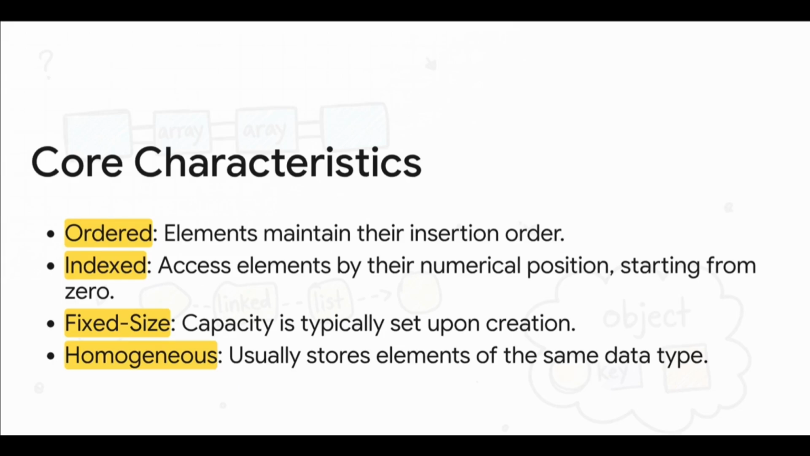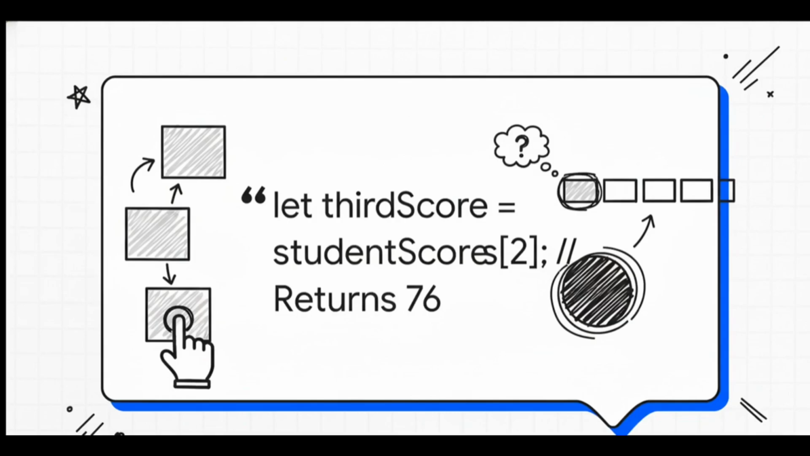like a shelf dedicated only to paperbacks. And you can see that efficiency right here in the code. We've got an array of student scores. If we want that third score, we don't have to search. We just say, hey, give me what's at index 2. And boom, we get 76. It's instant. Super direct, super fast.